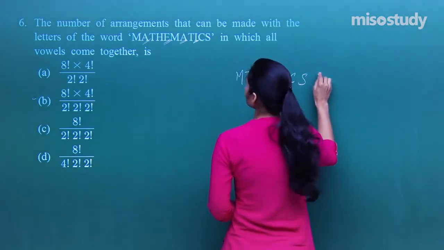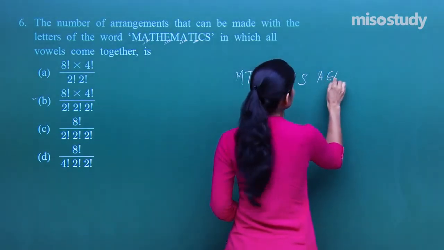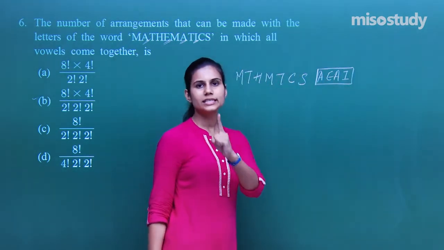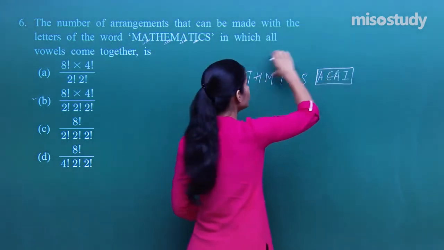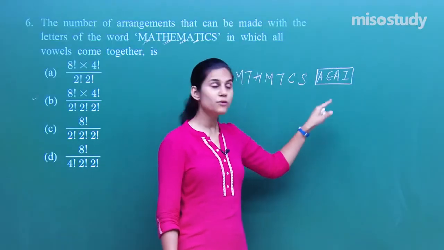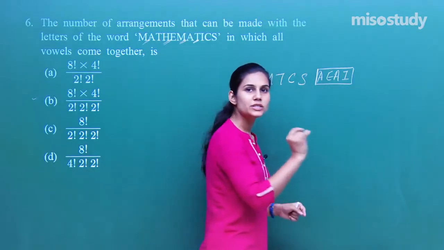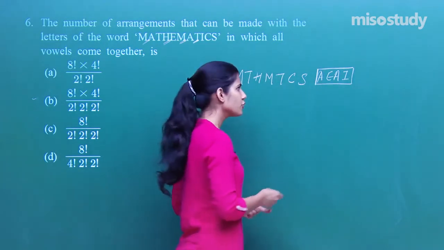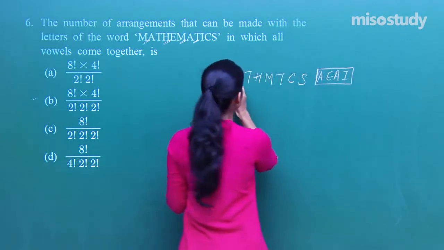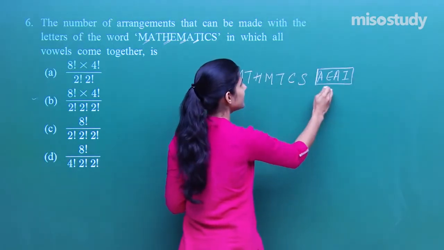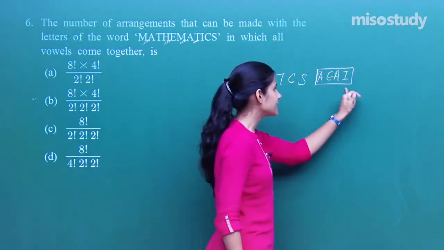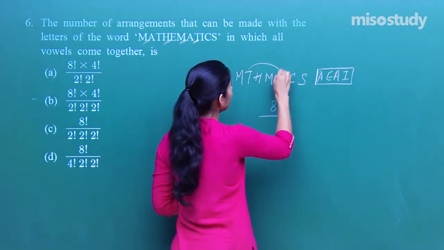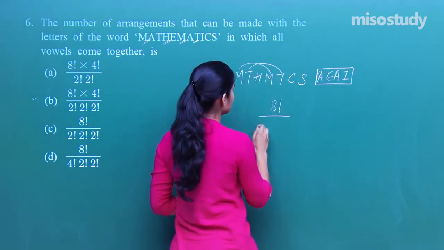So what you basically do is you have A, E, A, I. You consider all these four vowels as one single letter, because wherever they are going to go, they are going together. Yes, that is what I want. I want these four vowels to be always together. So I consider all these four vowels to be one single letter. Now you are left with 1, 2, 3, 4, 5, 6, 7 and 8 letters. These 8 letters can be arranged in 8 factorial upon, why upon? Because there are 2 T's and 2 M's.